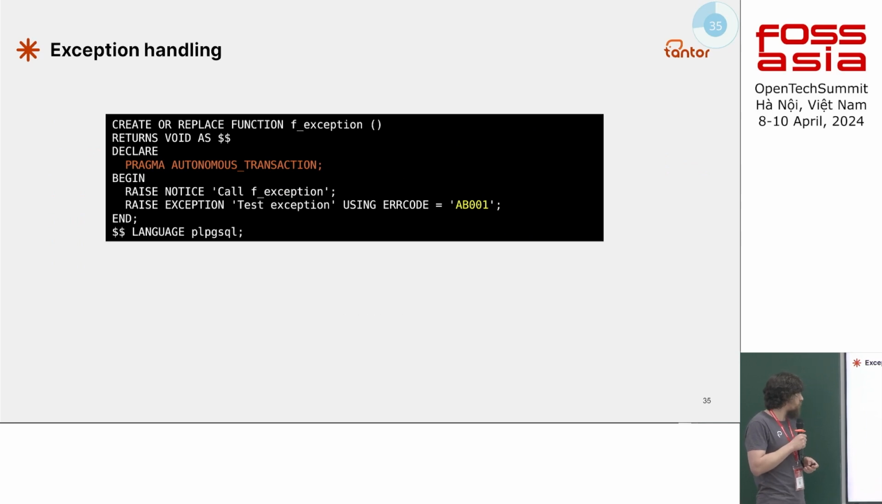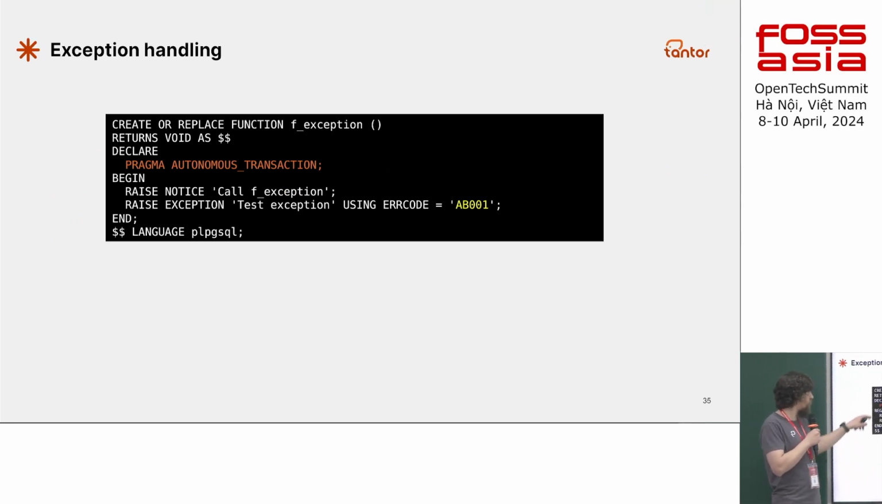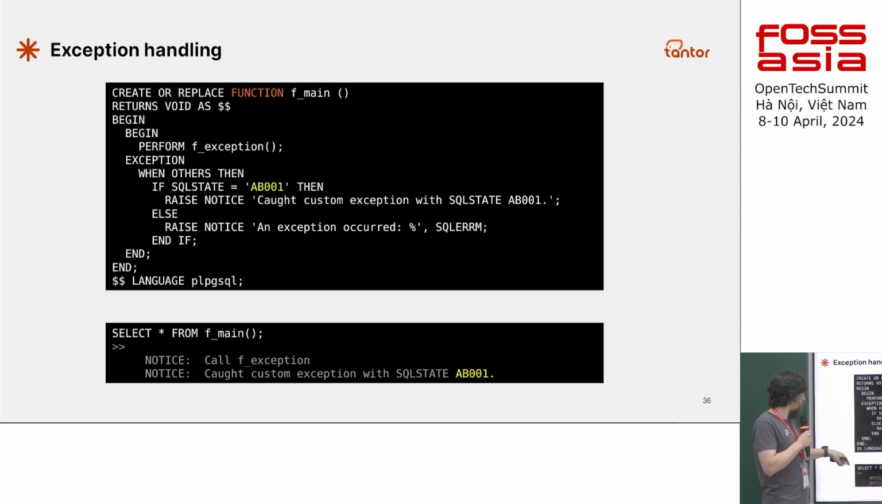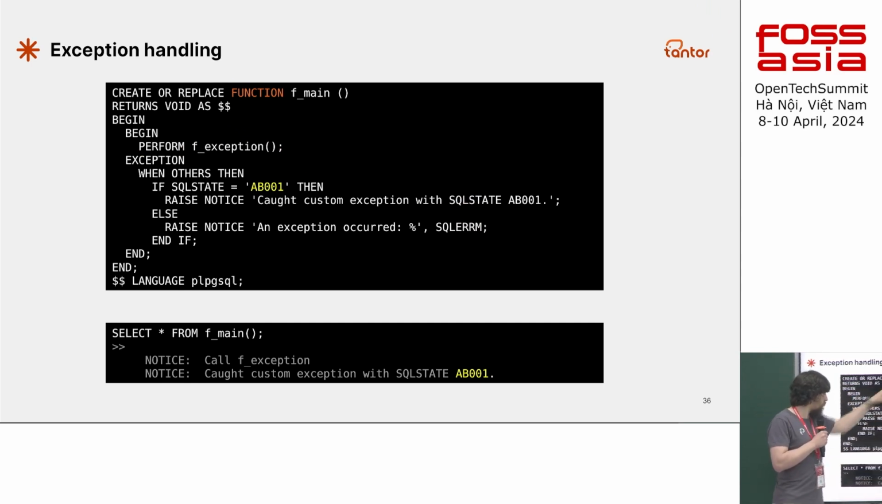Exception handling is possible. We have here two raises, one notice and one exception. The exception was caught from another function, and so when we execute this function, we have one notice, and we have a notice about the exception that was caught here.